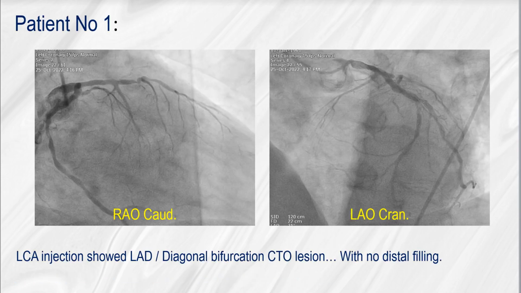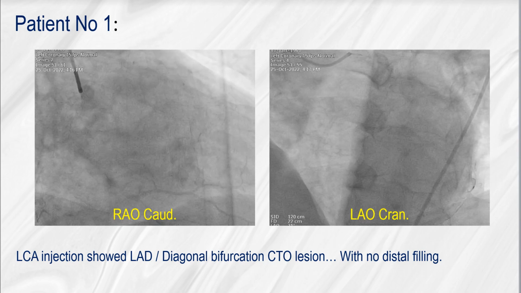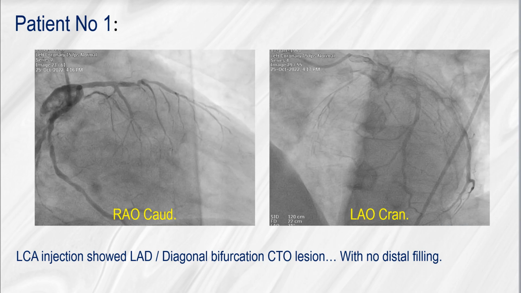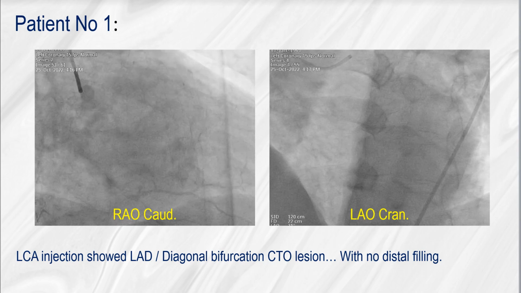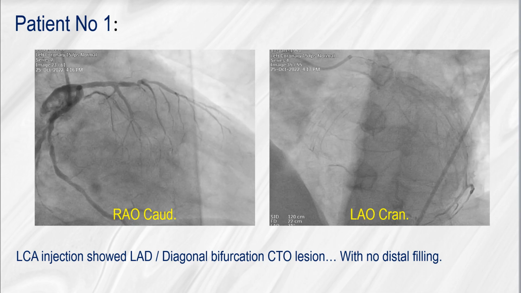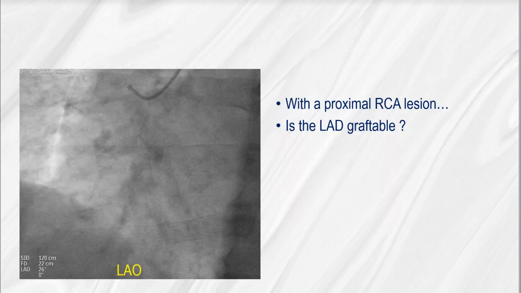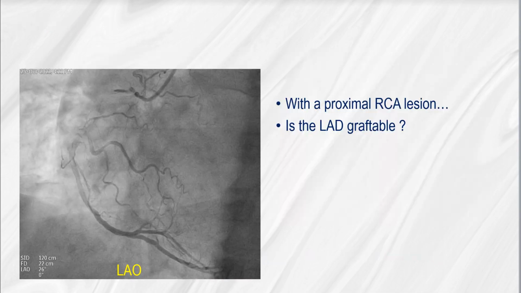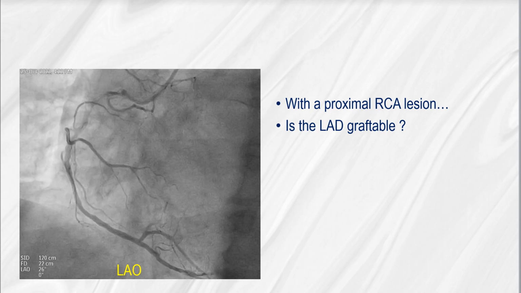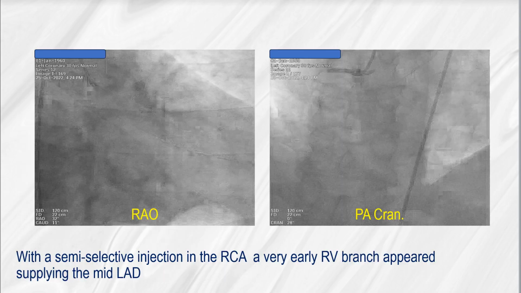Regarding case number 4, in the first patient, left coronary injection showed LAD diagonal bifurcation CTO lesion with no distal filling. With a proximal RCA lesion, is the LAD graftable?